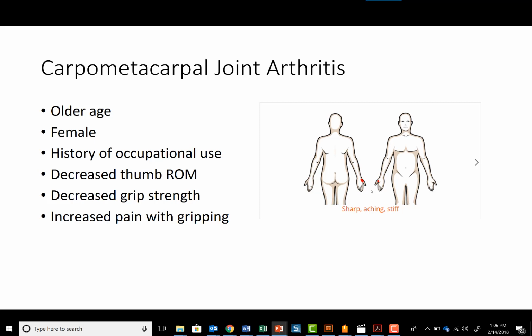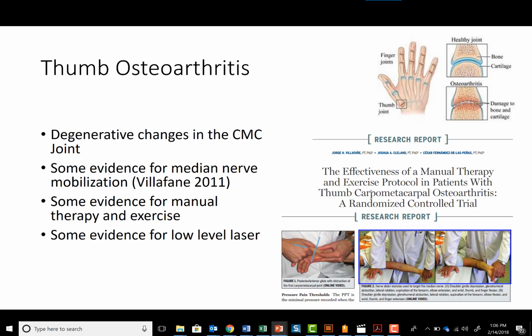Often it's female, older age in life, a lot like osteoarthritis, 50s, 60s, 70s. You start to maybe get that. History of occupational use, decreased thumb range of motion, decreased grip strength, increased pain with gripping is what you might find in this population. This is going to be a little different than de Quervain's. You're not going to really have the burning numbness. They're not going to have a positive de Quervain's test. There is really no special test for this. Other than an x-ray that's going to show degenerative changes, it's more of a clinical diagnosis.